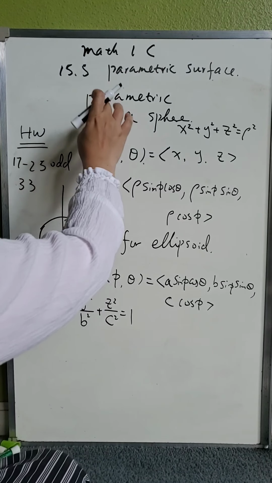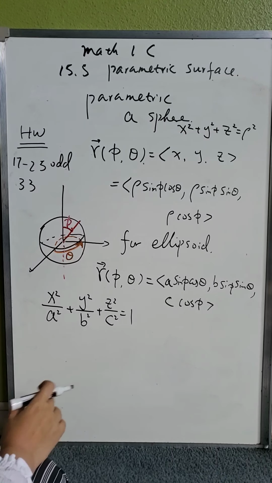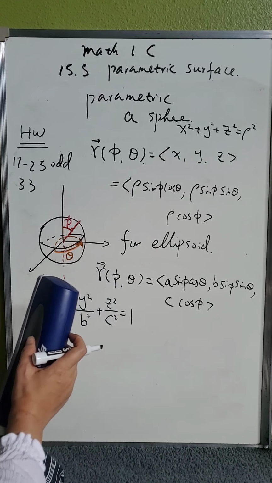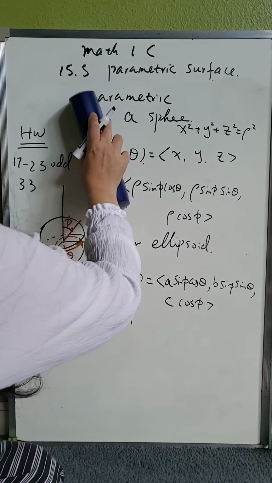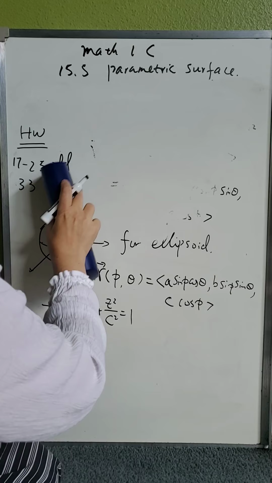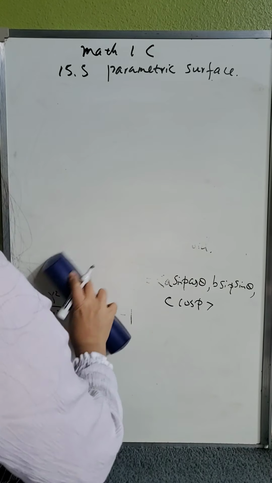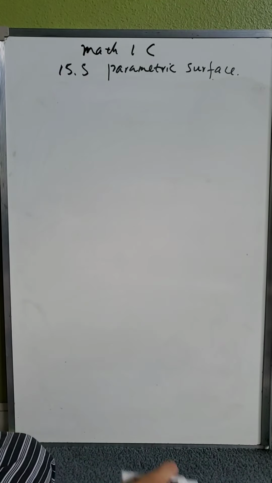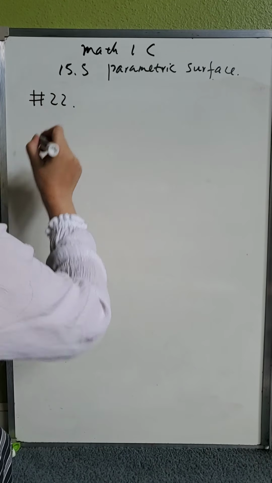So now these are the two we use very often in 1C, okay? Sometimes we use a cone also, but these two are used very often. Now we learn how to do a couple of problems. Let's look at number 22. Don't forget the homework here. I erase it now, and you can just rewind it to look at the homework. That's one good thing about the video: you can rewind and pause and like that.